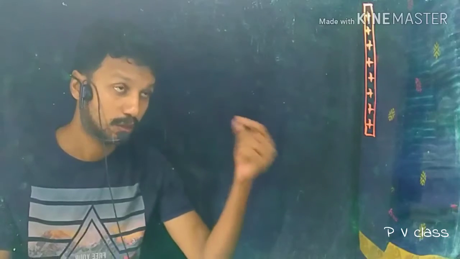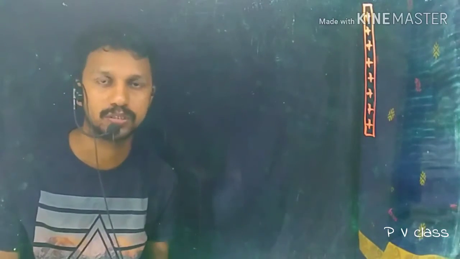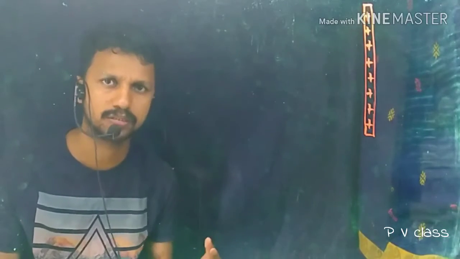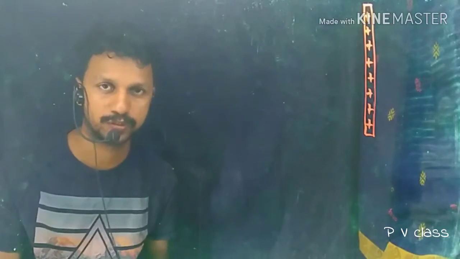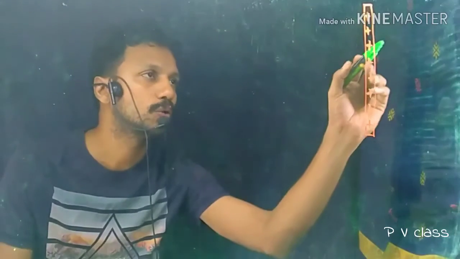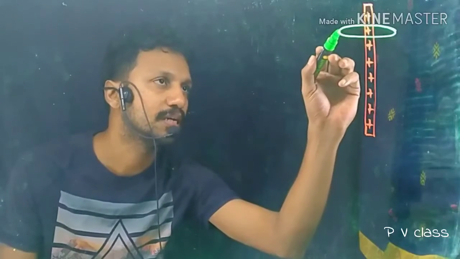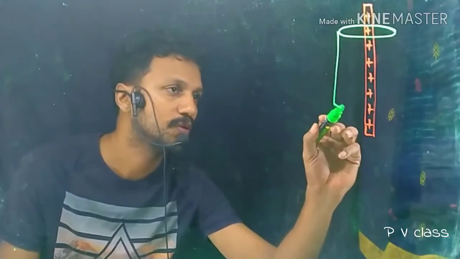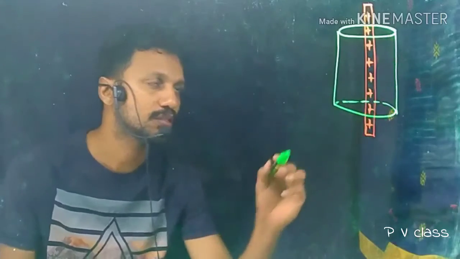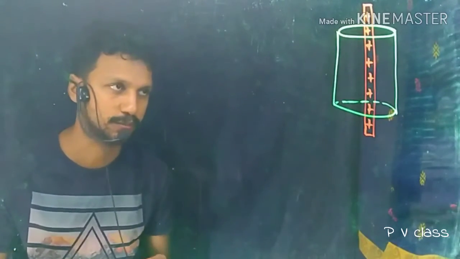Then, in order to find out the electric field intensity, we are using Gauss theorem. For using Gauss theorem, we have to consider a closed surface, and in this case we are taking a closed surface in the form of a cylinder around the charged conductor.